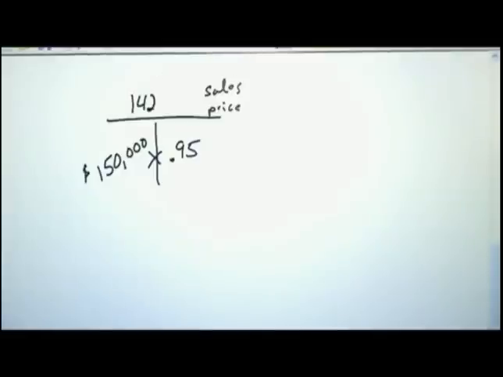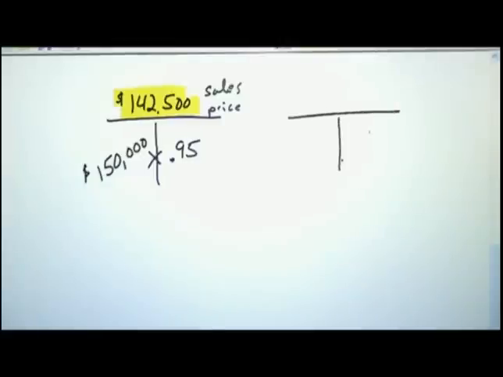Part number 1 is that the home sold for 95% of list price. So if the list price was $150,000, we multiply that times 0.95 and we get a sales price of $142,500. Now we can use that sales price to calculate our commission.